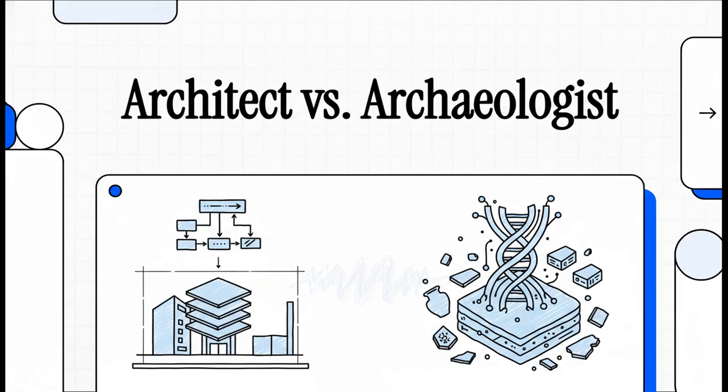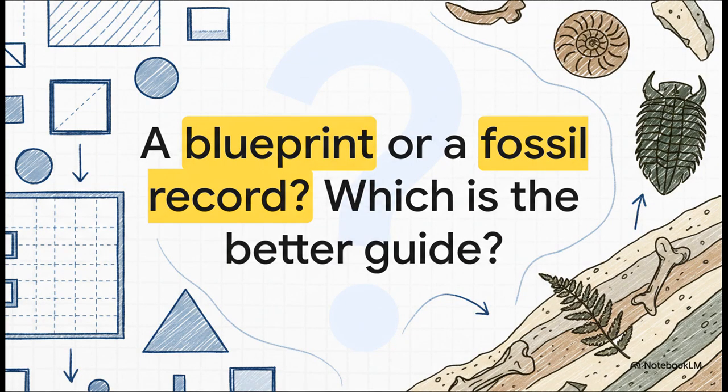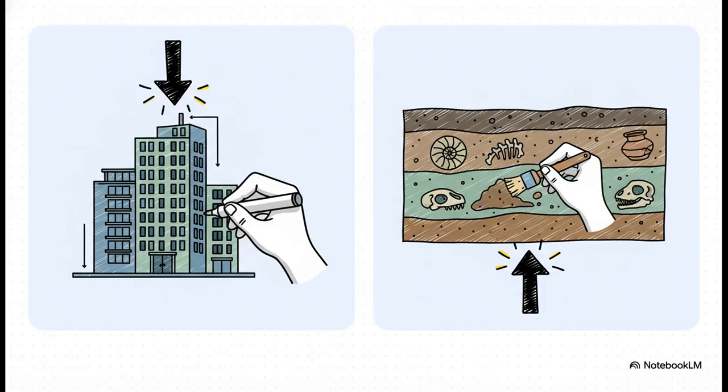Let's dig in. So let me just ask you this. When you're trying to figure something out, or maybe build something new, what's your go-to guide? Are you working from a perfect blueprint, a master plan designed from the top down? Or is it more like piecing together a fossil record, gathering bits of evidence from the bottom up to discover what's actually real? And that brings us right to our core metaphor for today, the architect versus the archaeologist.